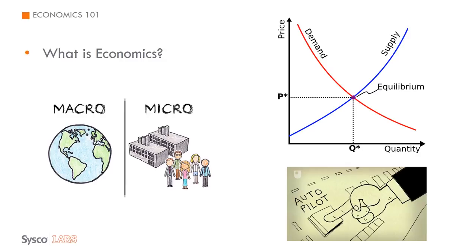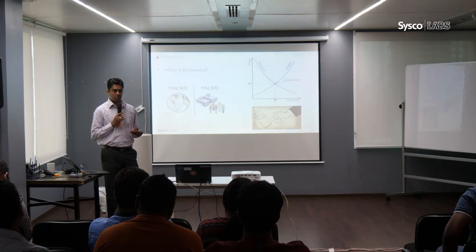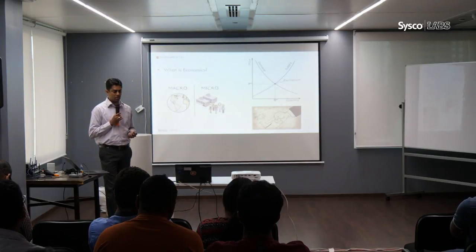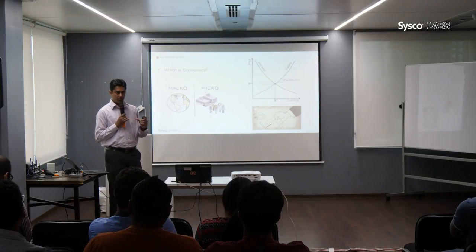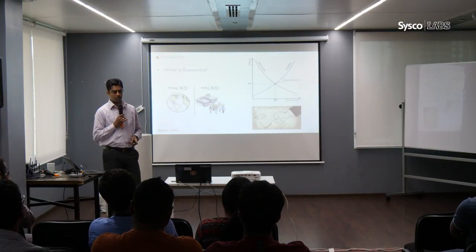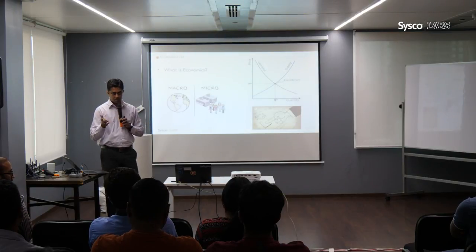Before we proceed with the rest of the session, it's important to understand what economics means. Economics is simply about efficiently allocating resources which are scarce. We don't have resources in abundance. It could be people, it could be natural resources, oil, you name it. We don't have an infinite number of resources, so we have a finite pool of resources. So it's all about efficiently allocating these scarce resources, including people.